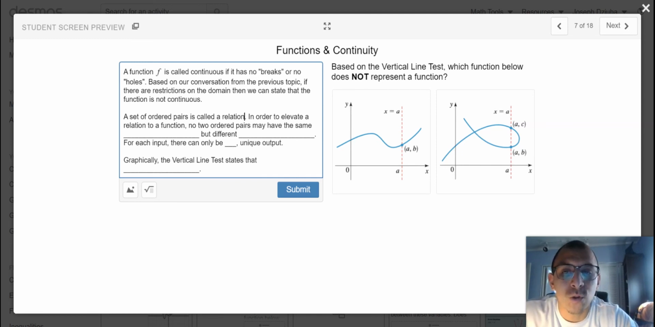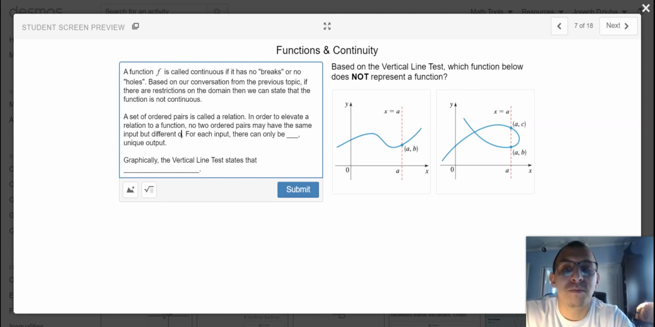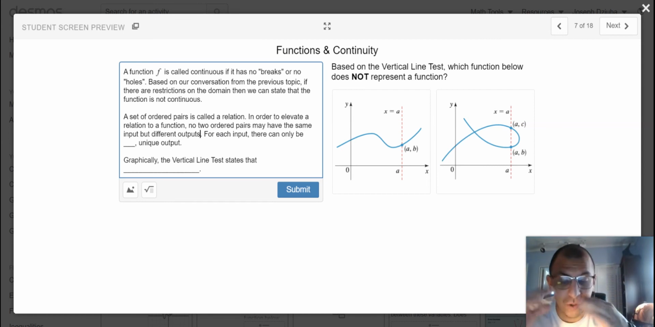what that means is that no 2 ordered pairs may have the same input but different outputs. You are the input. You are the x coordinate, and the output, the y coordinate, is your significant other. So for each input, there can only be one real unique output.